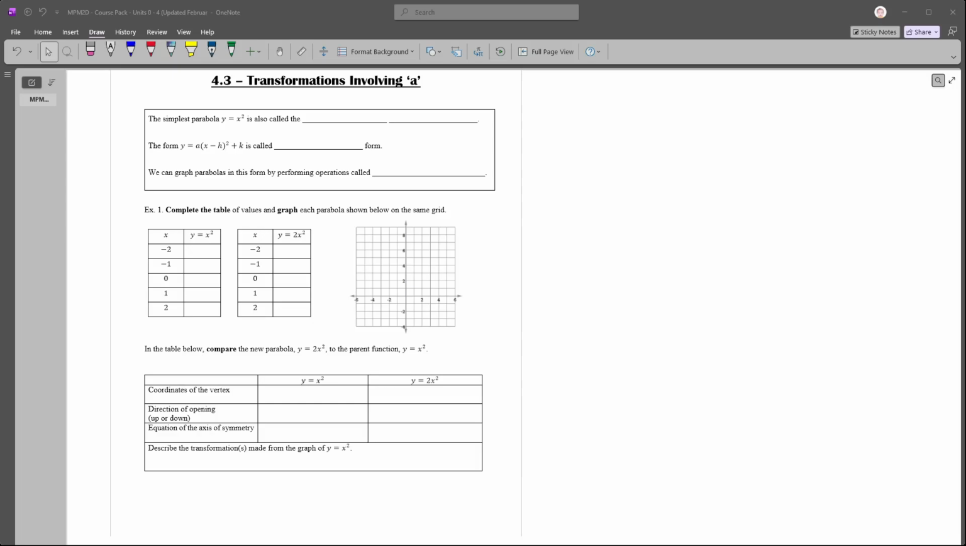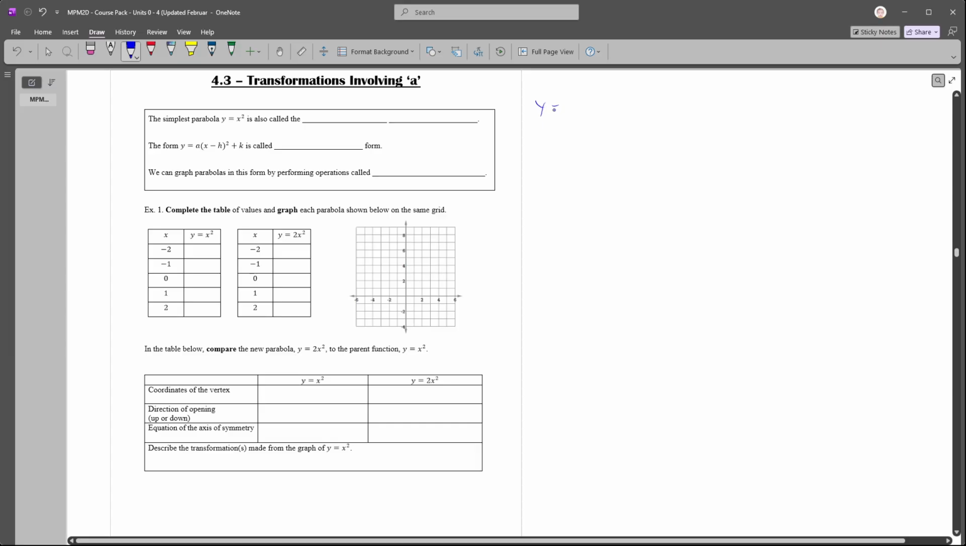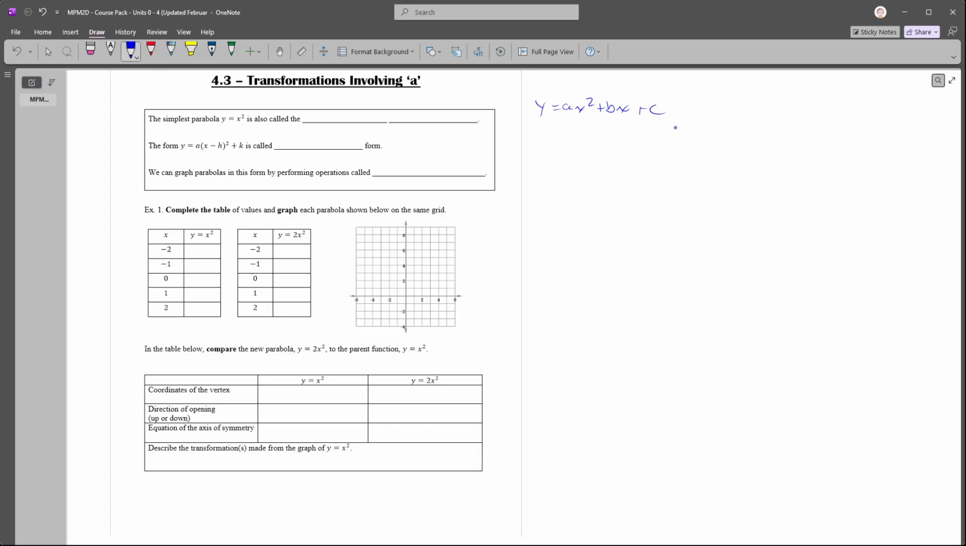All right, let's start talking about how our relations can be transformed. So 4.3 is called the transformations involving A. Now, we already talked about the standard form of a quadratic. If you remember, the standard form for a quadratic relation is y is equal to ax squared plus bx plus c. This is our standard form.